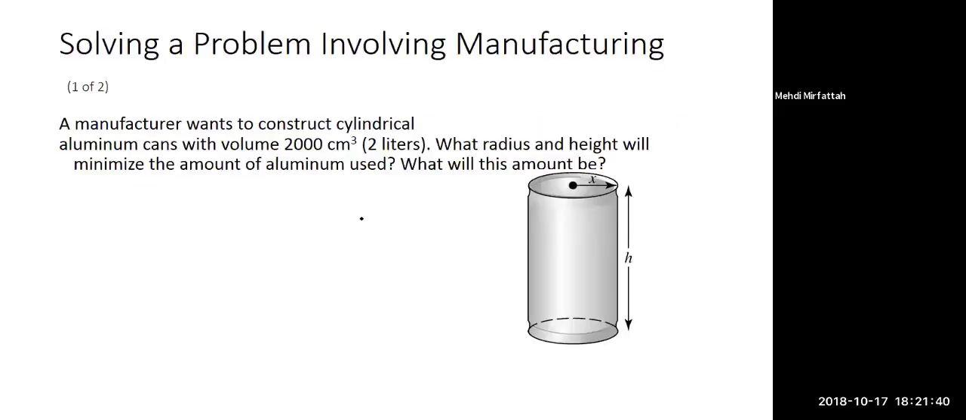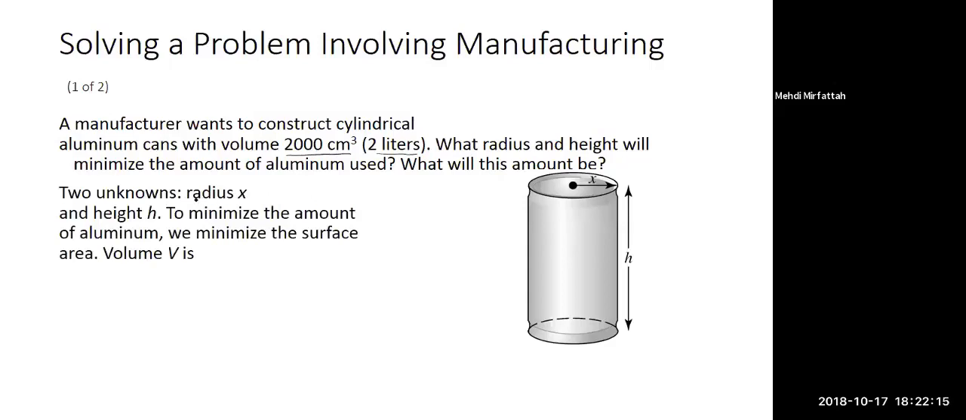It's another modeling word problem here. A manufacturer wants to construct a cylindrical aluminum can with the volume given to us as 2,000 cubic centimeters, which is 2 liters. What radius and height will minimize the amount of aluminum used? What would this amount be? All right.